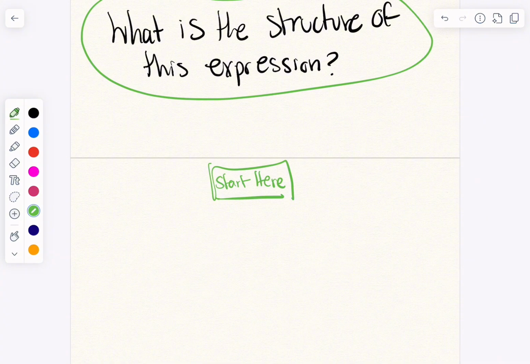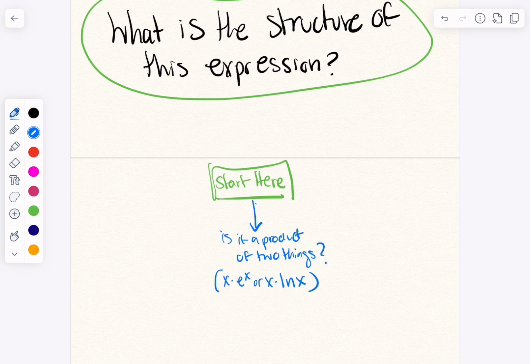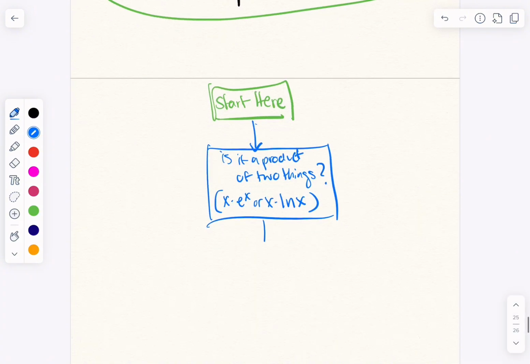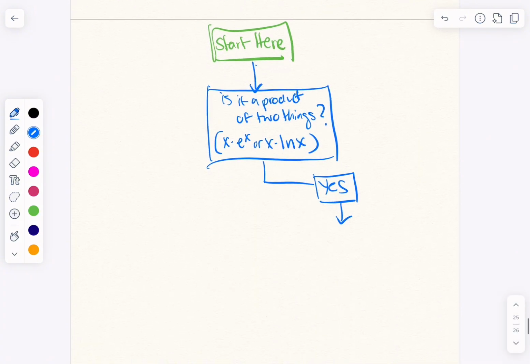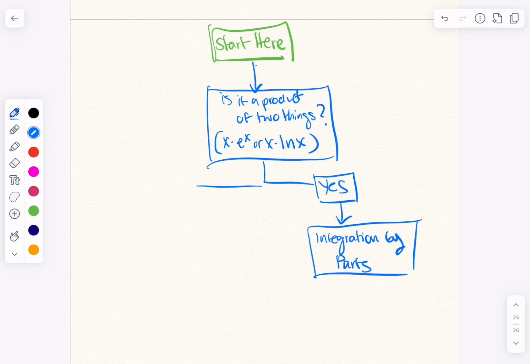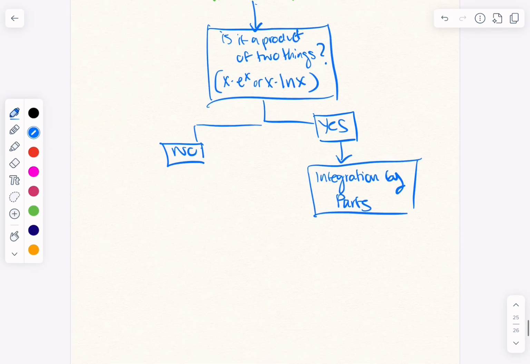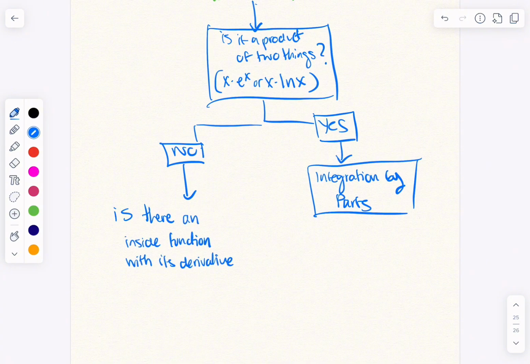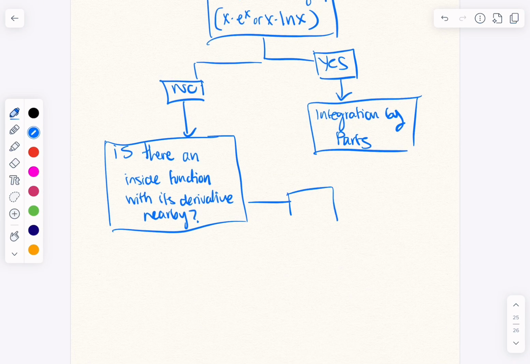So I first ask a question: is the integral I'm looking at a product of two things, like x times e to the power of x or x times ln x? If yes, then I should integrate by parts. And if no, then I ask the second question. Is there an inside function with its derivative nearby? If yes, then I want to use u substitution.